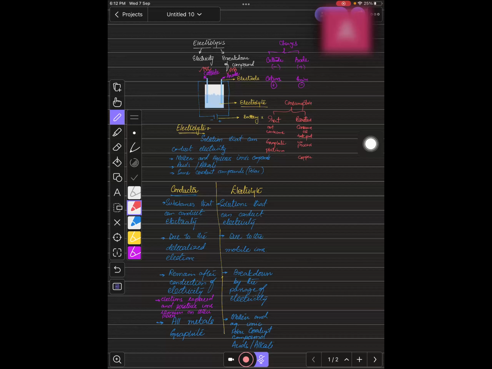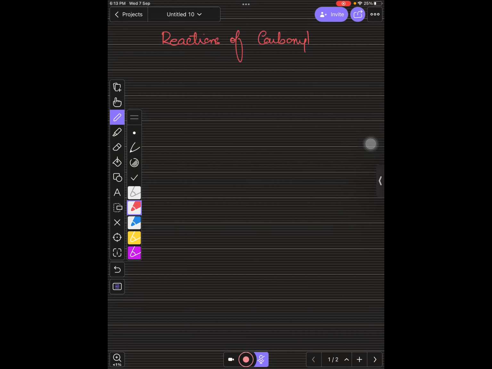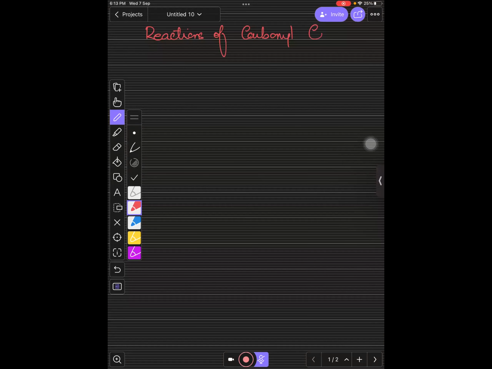Okay, so bachcho, in the last class we were talking about aldehyde and ketone, and in today's class we are going to talk about some reactions involved in the formation, in the chemical properties of aldehyde and ketone. So you can say that reactions of carbonyl compounds. Carbonyl compounds means you are talking about aldehydes and ketones only, right?